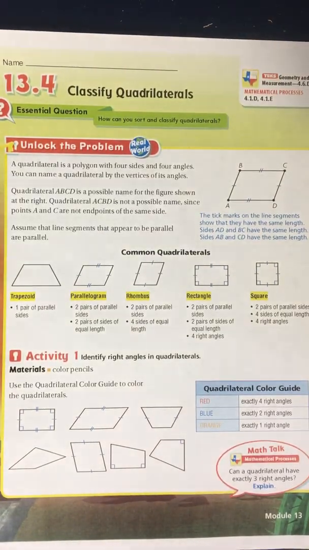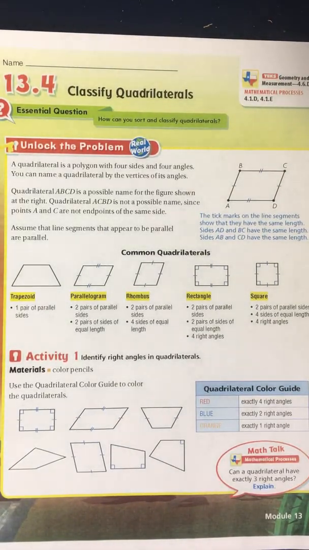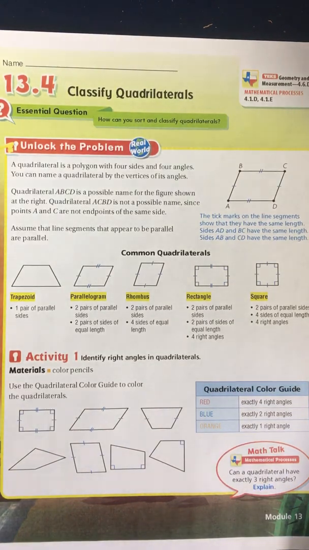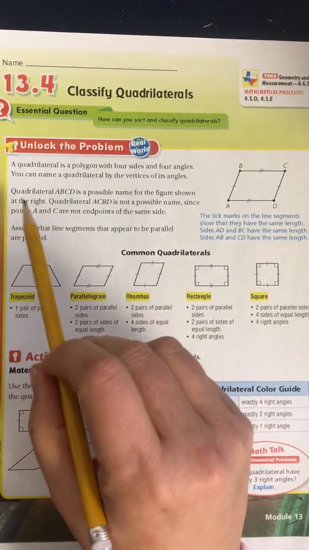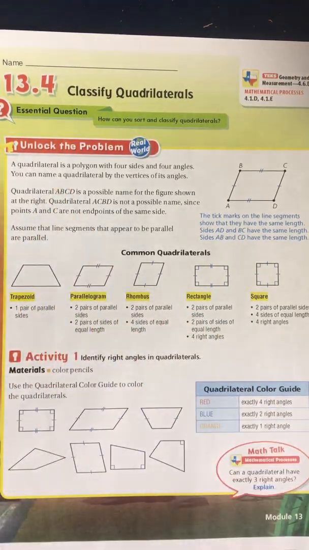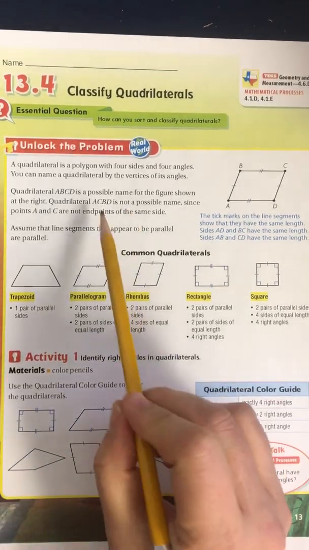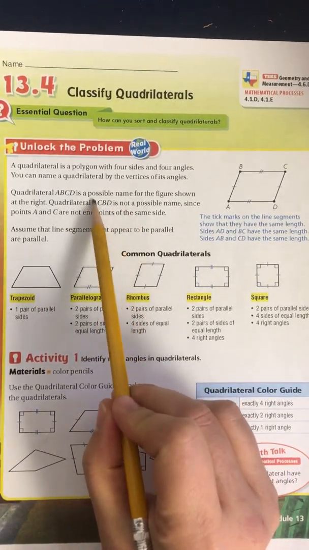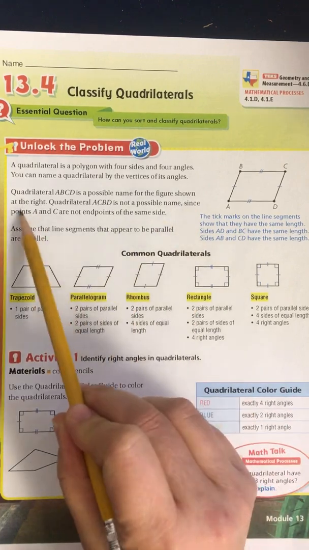Okay, let's look at worksheet 467 on quadrilaterals. A quadrilateral is a polygon with 4 sides and 4 angles. You name quadrilaterals by the vertices and its angles. So we're going to look at how to name them. Quadrilateral A, B, C, and D is a possible name for this figure below to the right.